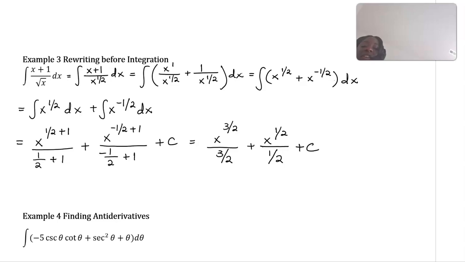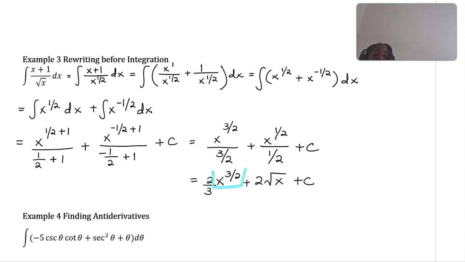So we have this, and now we will simplify this because dividing by 3/2 is the same as multiplying by 2/3. Because we know to divide by fractions, we multiply by the reciprocal. And in our second term, the x to the 1/2 in the numerator, I'm going to rewrite simply as the square root of x. And dividing by 1/2 is the same thing as multiplying by 2. And I'm going to make sure to not drop my constant of integration.